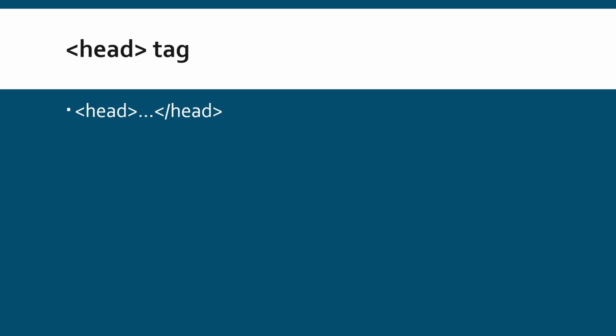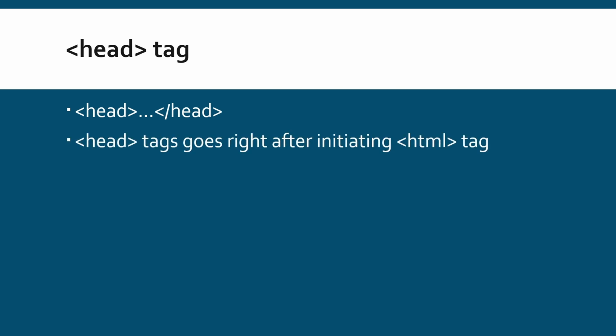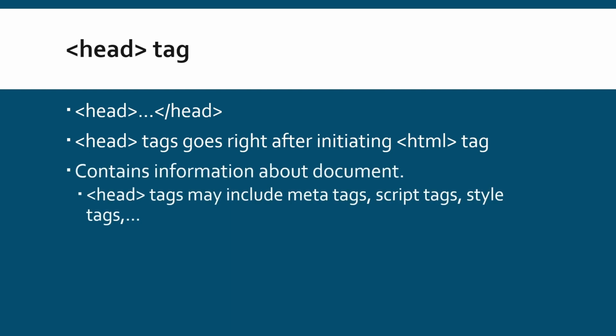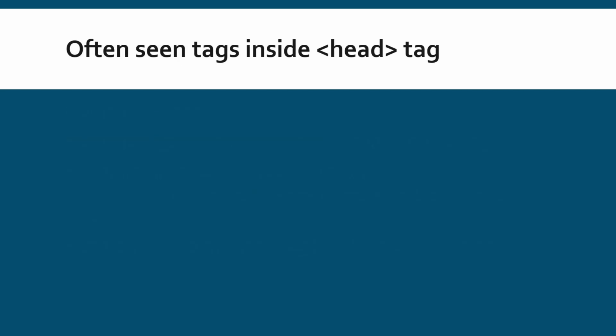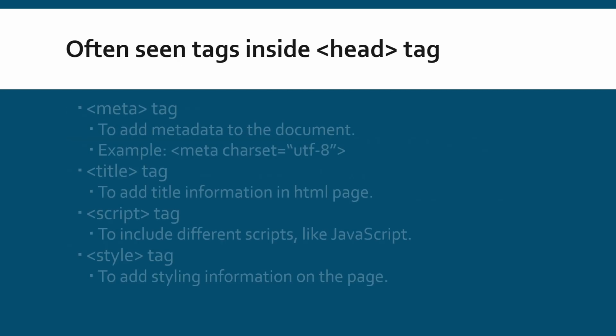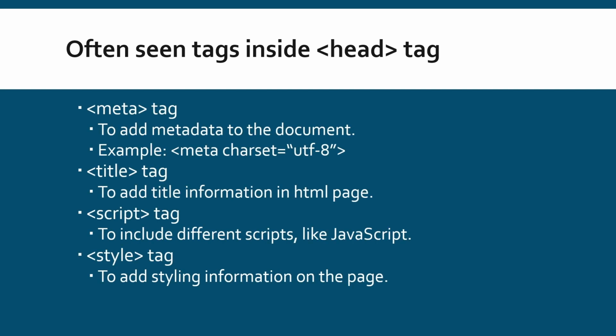The content of the head tag is not displayed in the browser. Some may argue about the title tag, which is the title for the web page, and it is shown at the top of the browser. It is title data for the document. We often see these tags, the meta tag, title tag, script tag, and style tag, within the head tag.